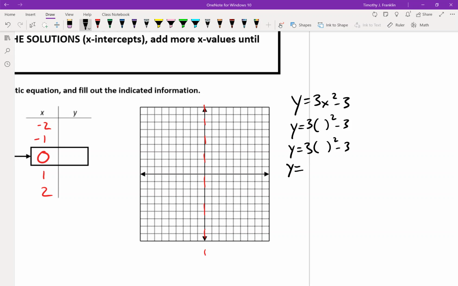Now, when you're doing this on your own, you might not necessarily show this work every time, but especially for the notes, I want it to be clear what's happening.